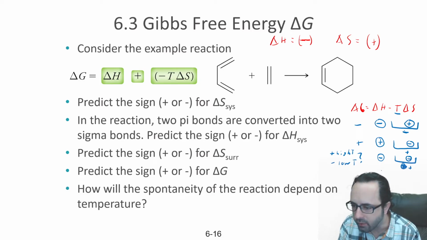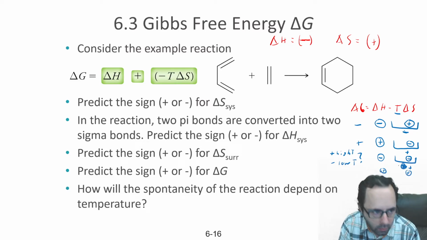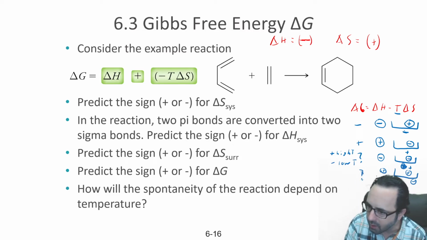And then finally, if delta H is positive and delta S is also positive, this term here will be negative. So what will be the delta G here? That will be negative at high temperature. This term will be large at high temperature, and delta G will be positive at low temperature.